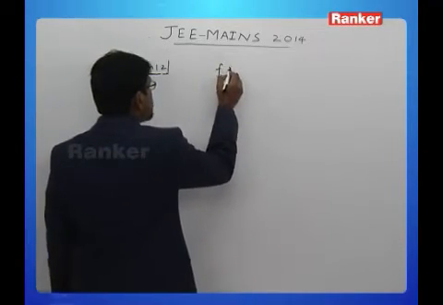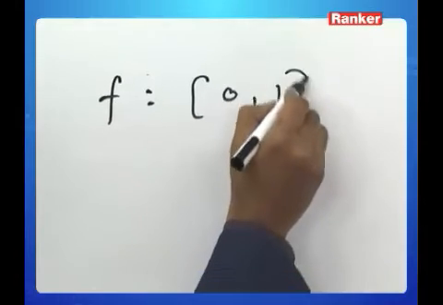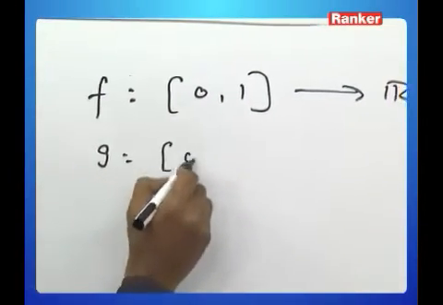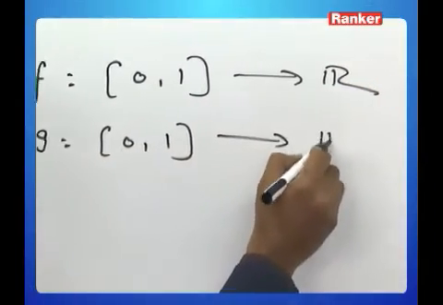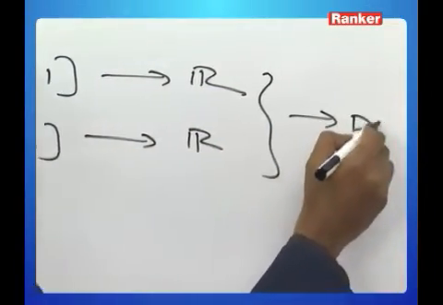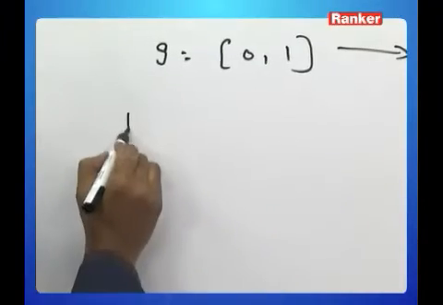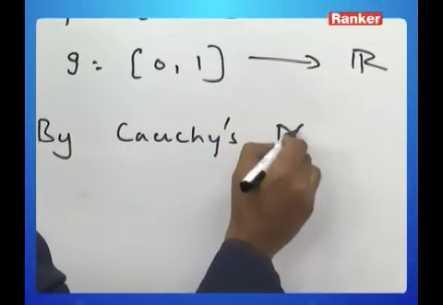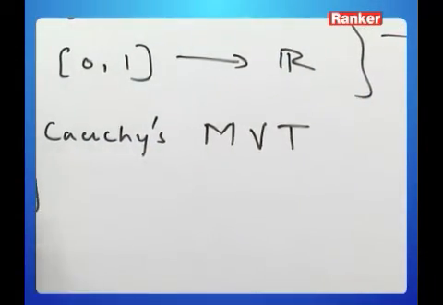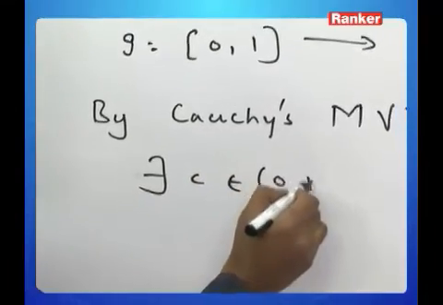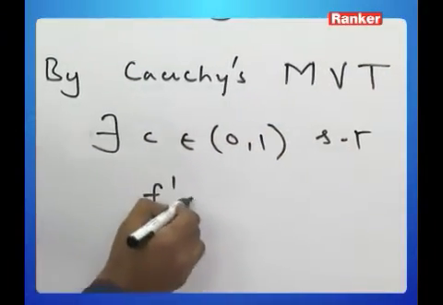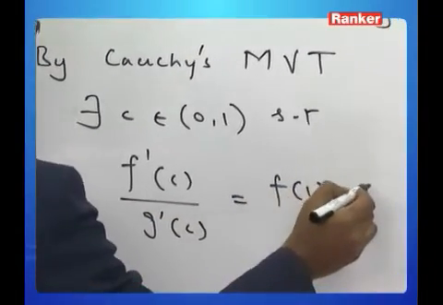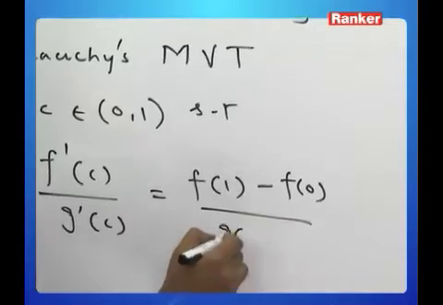Now you have f and g. f is a real valued function. g is also a real valued function on the domain 0, 1. Both are differentiable. By Cauchy's mean value theorem, there exists some point c belonging to the open interval 0, 1 such that f dash of c divided by g dash of c is equal to f of 1 minus f of 0 by g of 1 minus g of 0.